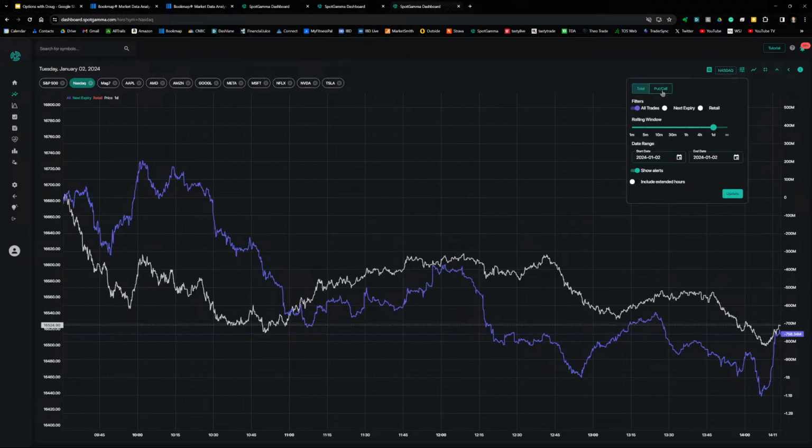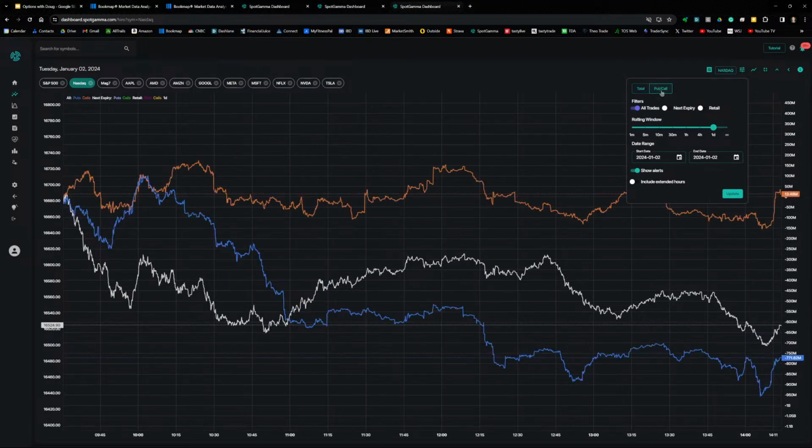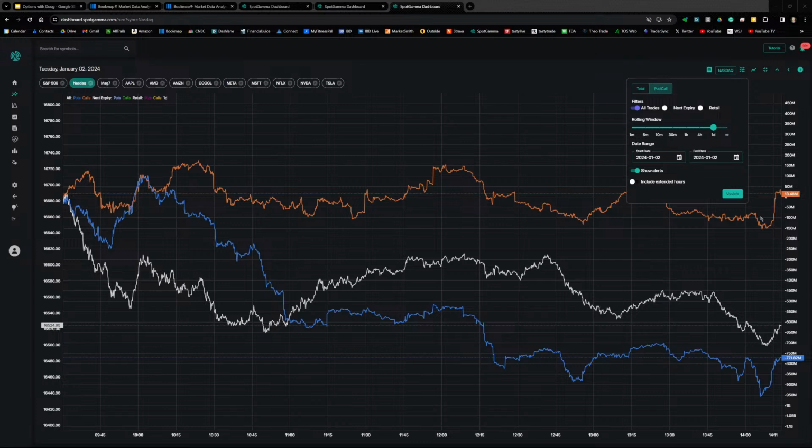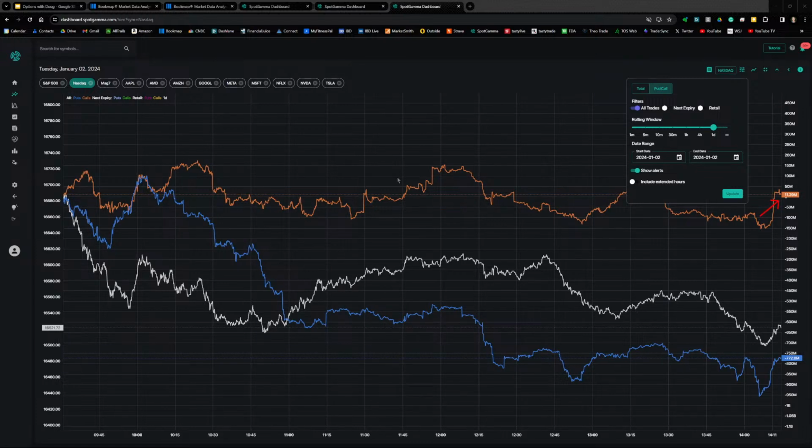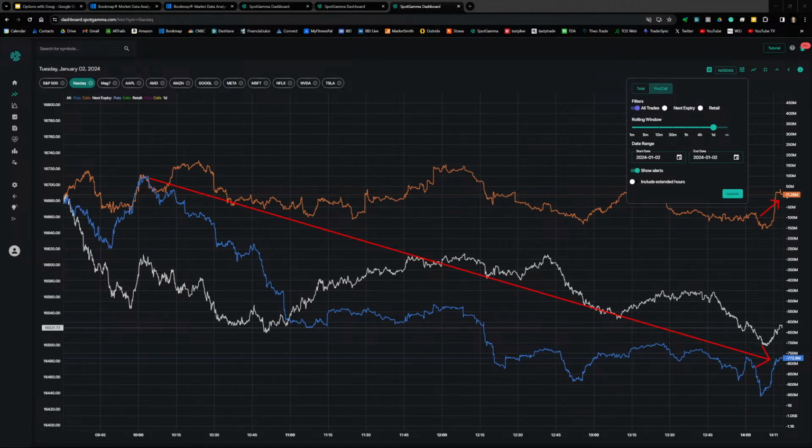Let's check puts and calls. So they are buying calls, but that's not significant. Notional value 13 million. So the call line is pretty much flat for the day, and traders have been buying puts all day, starting around 10 a.m. That notional value is minus 773 million, negative.